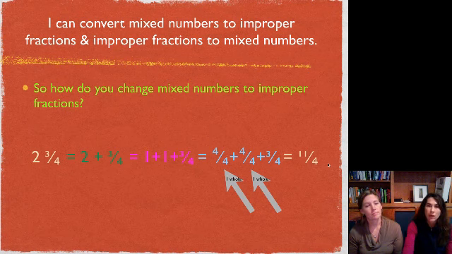So that is one way to solve when you see a mixed number. You can turn it into an improper fraction by sort of breaking it all up like this.